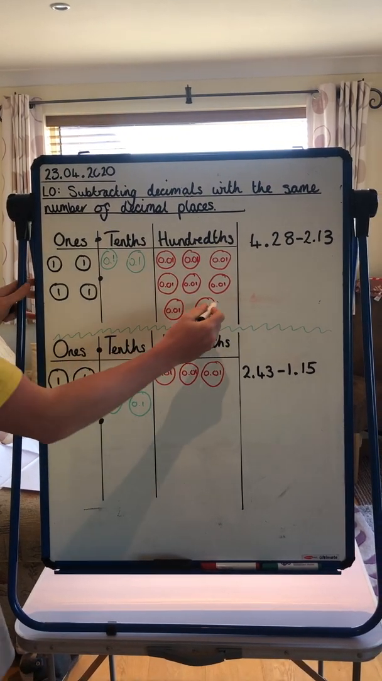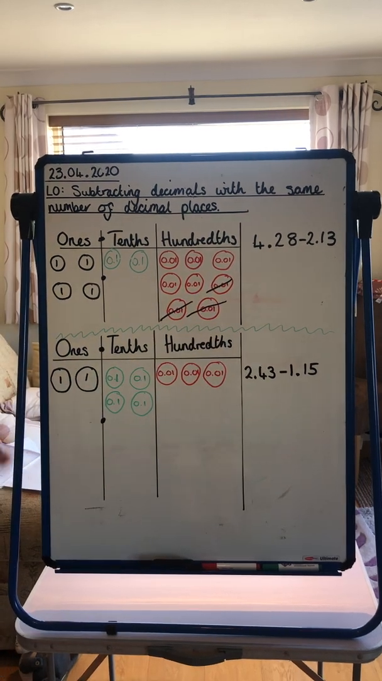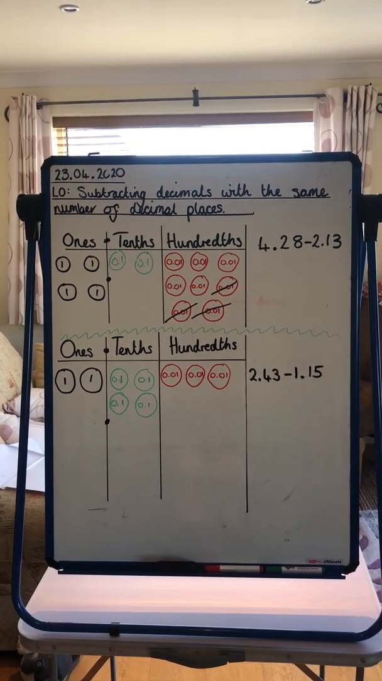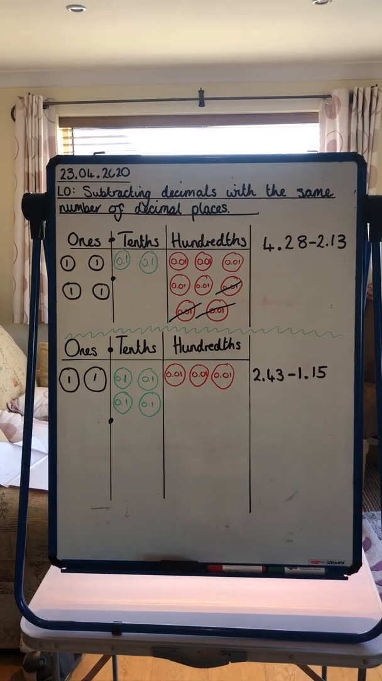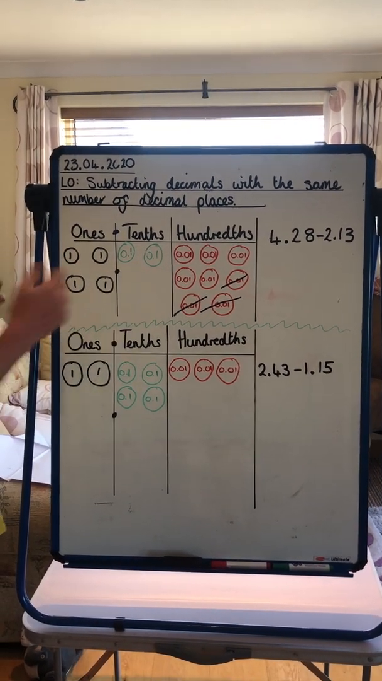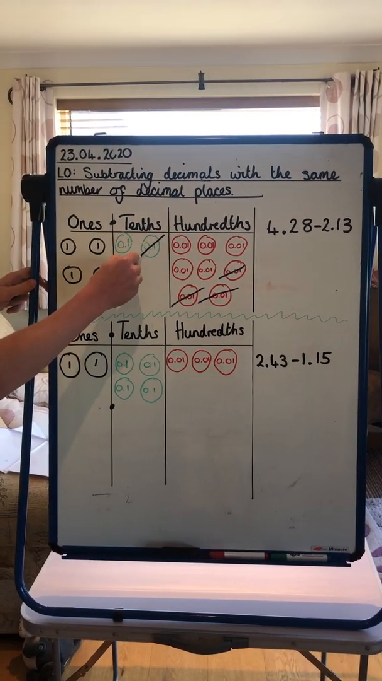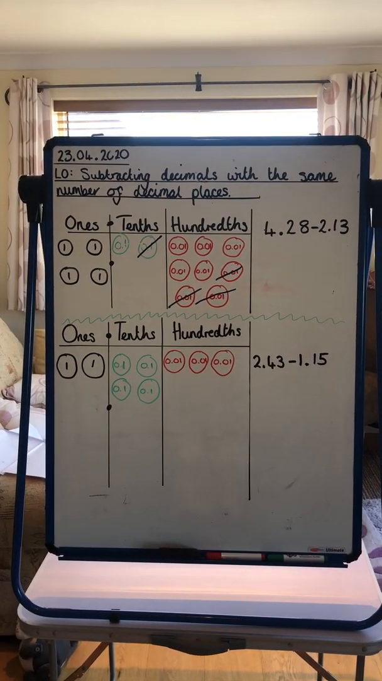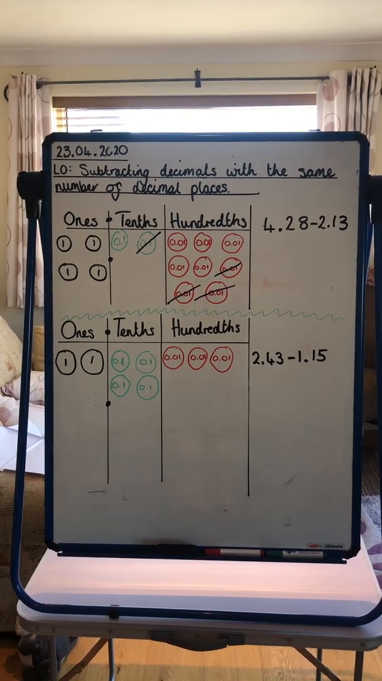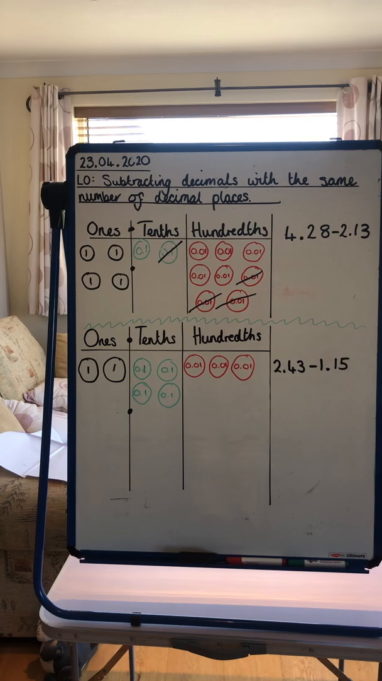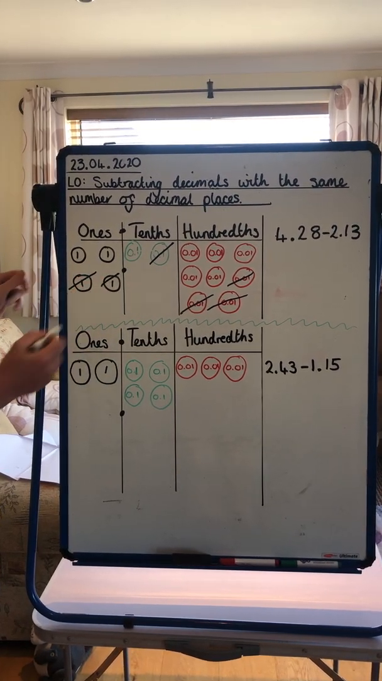So I'm going to cross that out and I'm going to go 1, 2, and 3. So I now have 5 hundredths left. Next of all, I'm going to move over to the tenths column, and I have 2 tenths here, but I'm going to take away 1 tenth, okay? So there we are. I now have 1 tenth left in that column. And last of all, we're going to go into the ones column. In the ones column, there are 4, and we need to take away 2. So our answer is going to be 2 ones, okay?